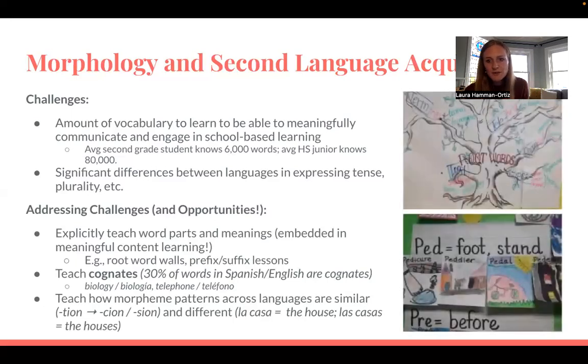And here's just a couple of images of what a root word wall could look like, kind of mapping out the Latin and Greek roots of different words and helping students to understand that meaning, so then they can identify other words that use that same root.